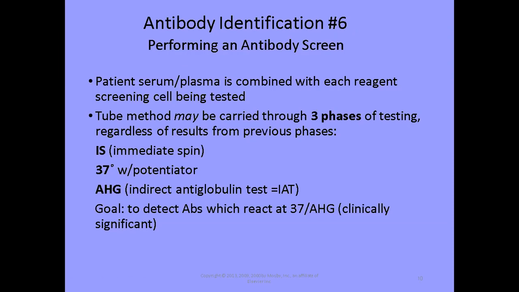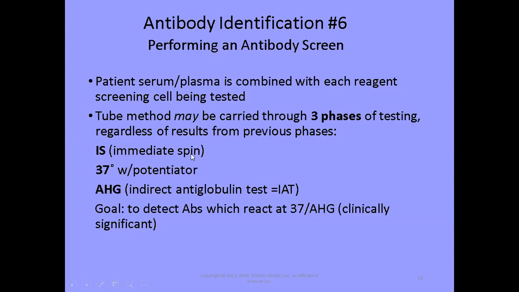Okay, so when we're doing this in our student lab, we actually carry these tubes through 3 phases of testing. We do that no matter what result we get at a previous phase. We always carry through 3 phases of testing. As soon as we add everything to the 2 tubes, similar to when we're doing our ABO and RH typing, we're going to give them a little mix and centrifuge them at immediate spin and read them, okay?